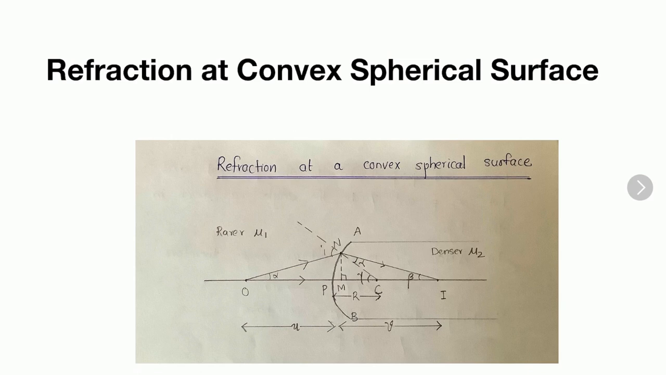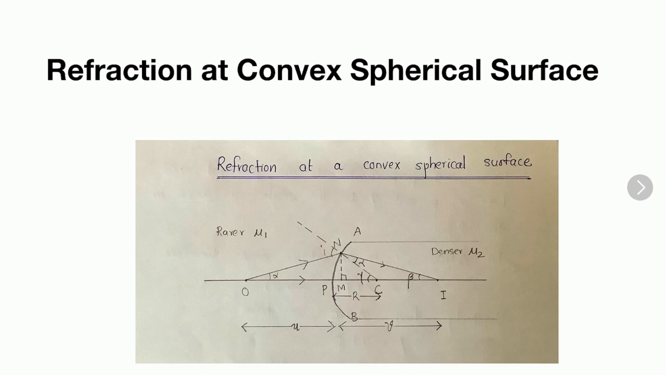And we know the fundamentals, that is Snell's law, that is sin i divided by sin r is equal to mu, that is the refractive index of the material of the medium. Now we have to study whenever light rays travel from one medium to another medium, what happens to them. Let us study in detail. So this is the figure.